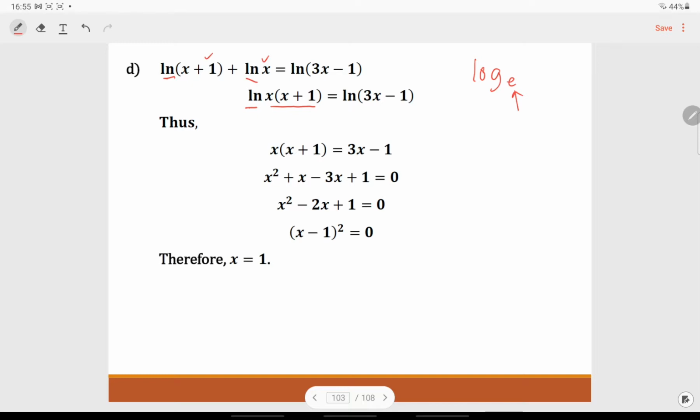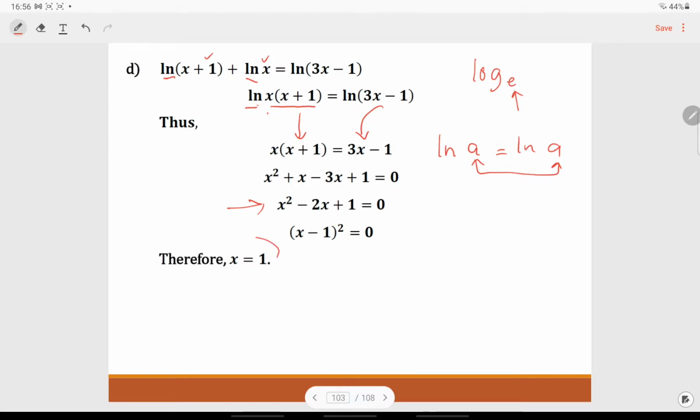Now it becomes very easy because on both sides we have ln, and these two ln are equal. It is just like ln a equal to ln a. So these two values can be considered as equal. We take these two values and we have this equation. Again, we can do the algebraic operation and come up with this quadratic equation.